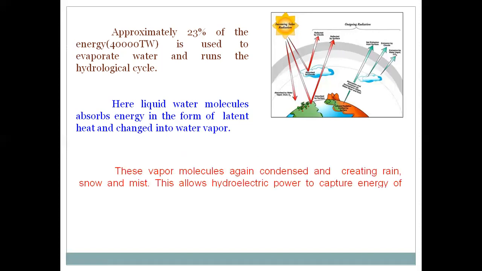Of course, these water vapor molecules again condense, creating rain, snow, and mist. We know that vapor goes upwards, cools down, and creates rain, snow, and mist. This allows hydroelectric power to capture energy, of which humans use 1 trillion watt. By using this water we are producing electricity. That is called hydroelectric power, whose energy is 1 trillion watt.